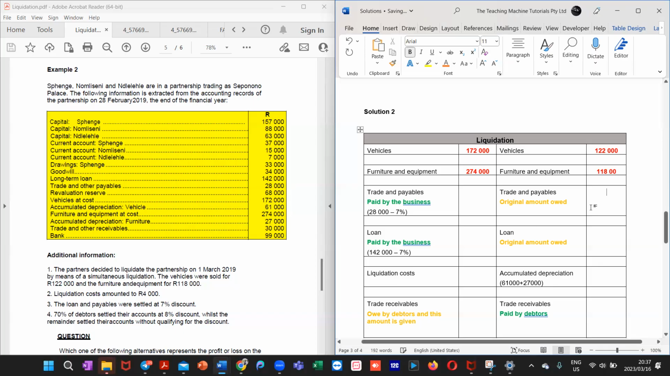The original amount. What is the original? 28,000. What is the original? 142,000. How much do you get when you say 28,000 minus 7%? You will get a correct answer if you say minus 7%. So we need to work out how much is 7% of 28,000.